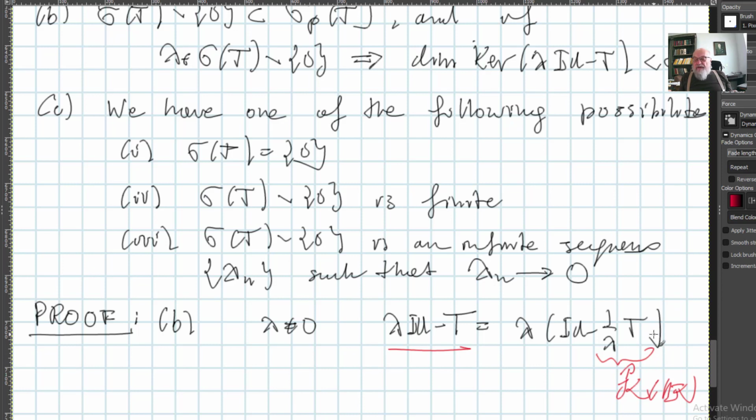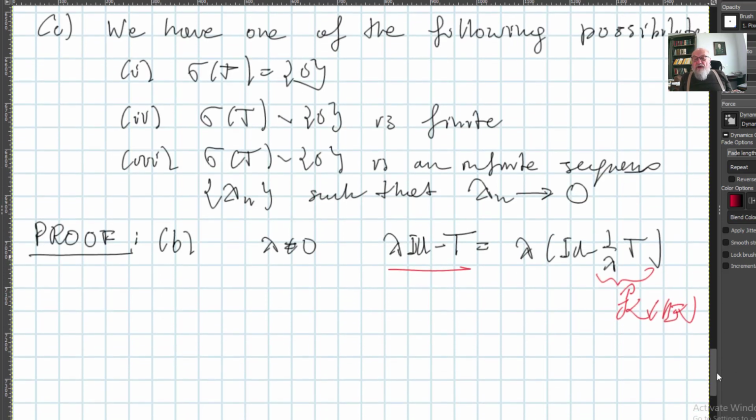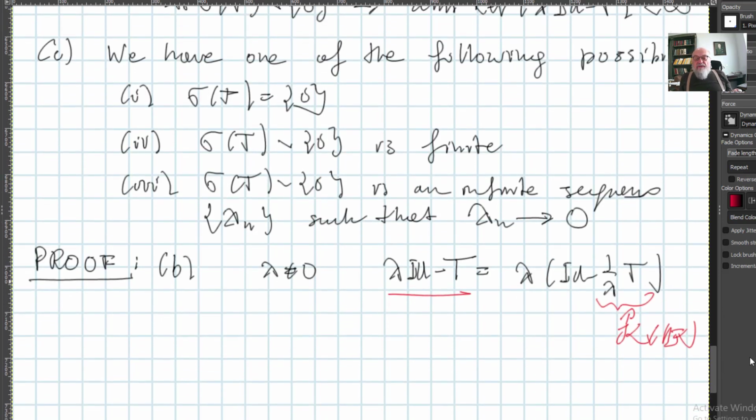And in such a case, we also prove that this kernel is finite dimensional, so this portion of the proof is definitely finished. So, of course, if you look at the point C, if not 1, then maybe B, and if not B, then C. So only the third possibility needs to be proved.